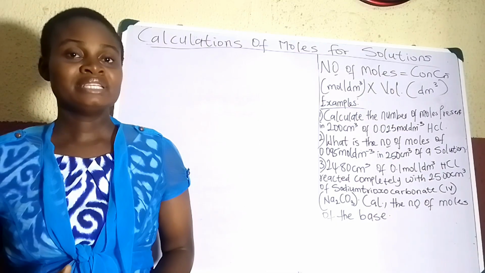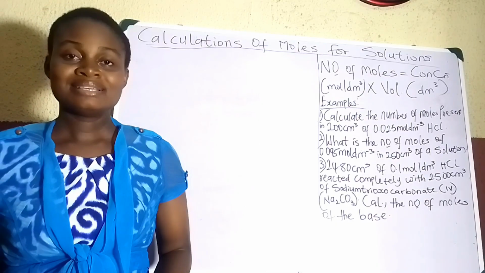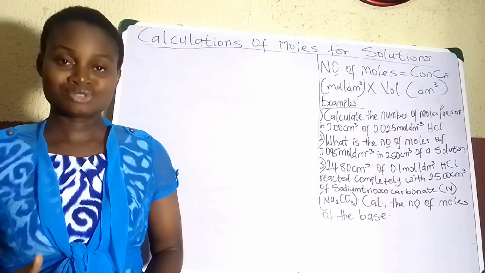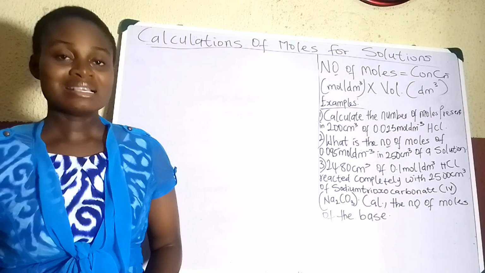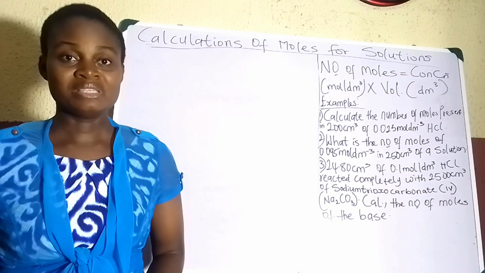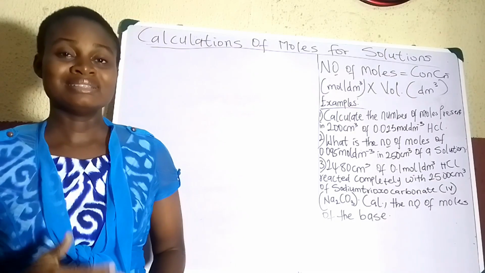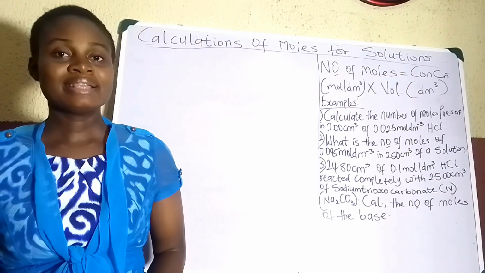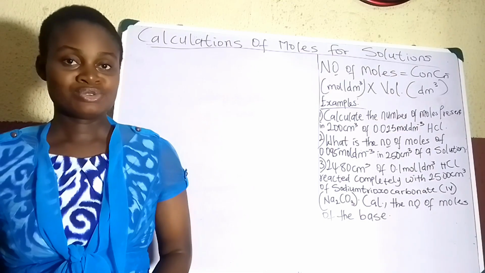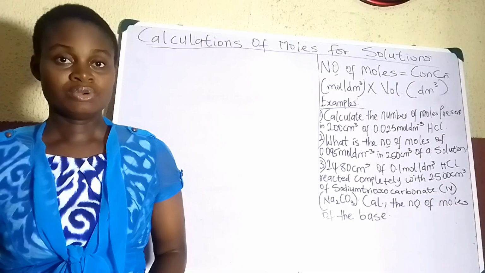Assuming they asked you to find the number of moles for sodium hydroxide, whereas they did not give you the concentration, they have to give you another solution, probably an acid that is meant to react with the sodium hydroxide, which is a base, so that from the concentration of the acid, which is the standard solution, you can go ahead and calculate the concentration of the sodium hydroxide. Then you can now go ahead and calculate the number of moles.